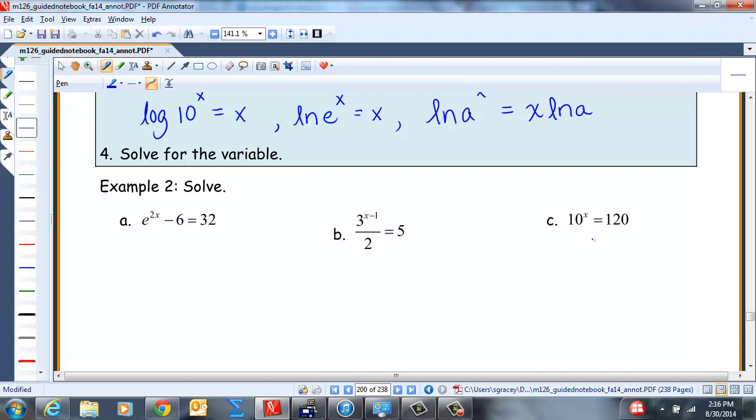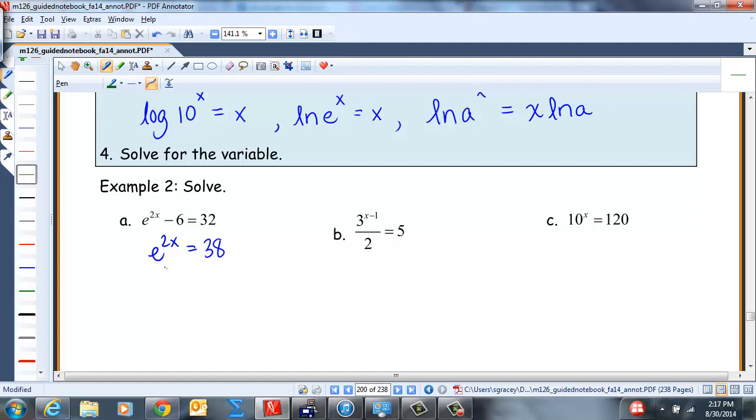And then, of course, you would solve for the variable. So let's see what we have. We have a single exponential term and then a constant. So let's add 6 to both sides, and we would get e to the 2x is 38. So we have a base of e.